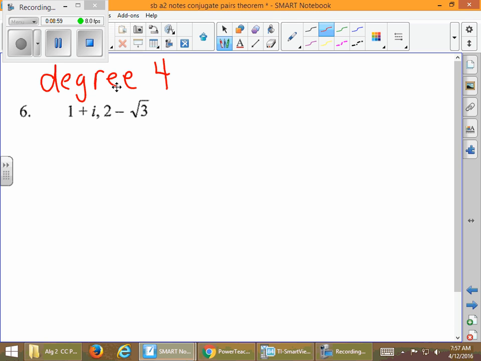So if our degree is 4, how many roots should we be working with? We should be working with 4. We're going to have 4 roots, and roots are also called x-intercepts or zeros of the function. So what we have is we have 1 plus i. So what is our counterpart to that? 1 minus i. We have 2 minus radical 3, and what is their counterpart to that? 2 plus. We have to have the conjugate, which is we change one sign in the binomial.